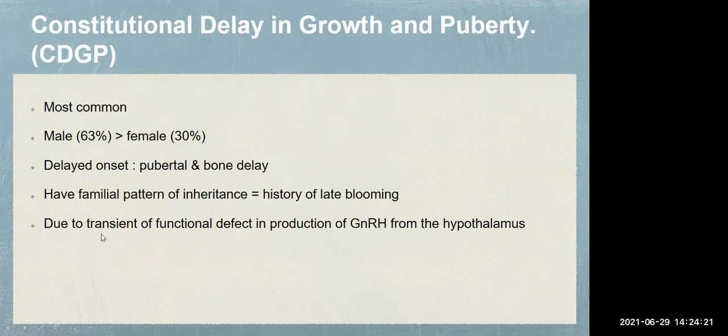Actually, what happens in CDGP is due to a transient or functional defect in production of GnRH from the hypothalamus. Transient meaning that there will be transient low production of GnRH leading to low production of sex hormones. And eventually it will resolve with time.